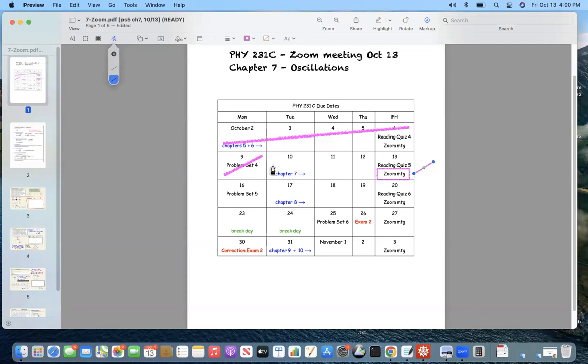We've been studying chapter 7, which is on oscillations, and the reading quiz for chapter 7 is due the end of today, Friday the 13th, and then the big problem set is due Monday night.